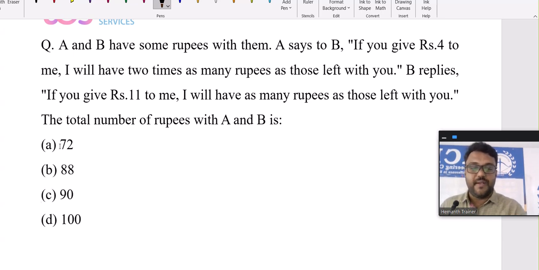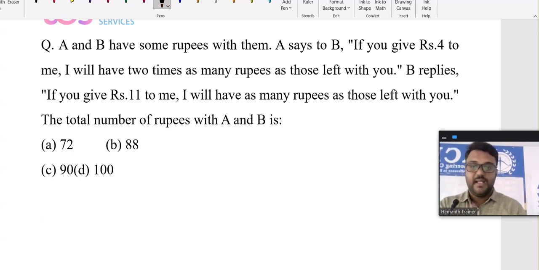And to avoid option verification, they are also a bit intelligent. They have given a plus b combined. They are not giving a and b separately. They are asking a plus b equal to what?